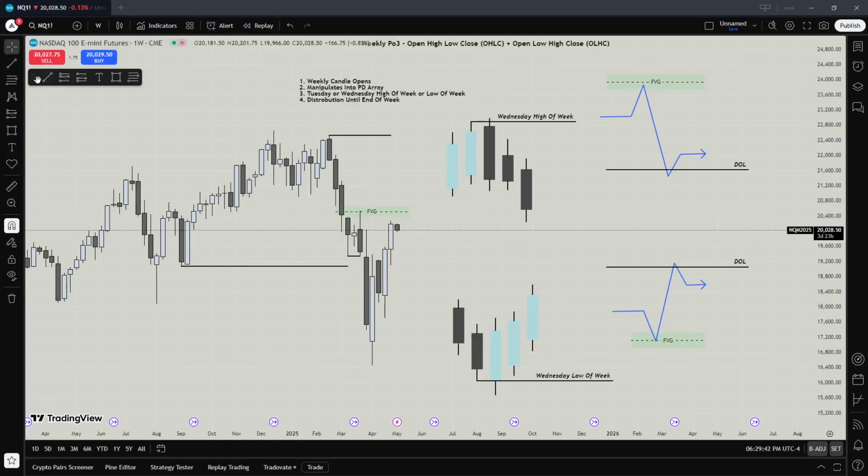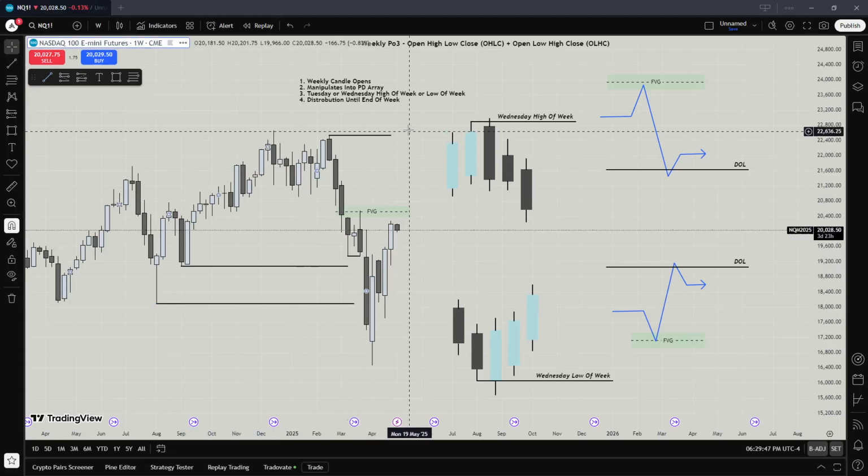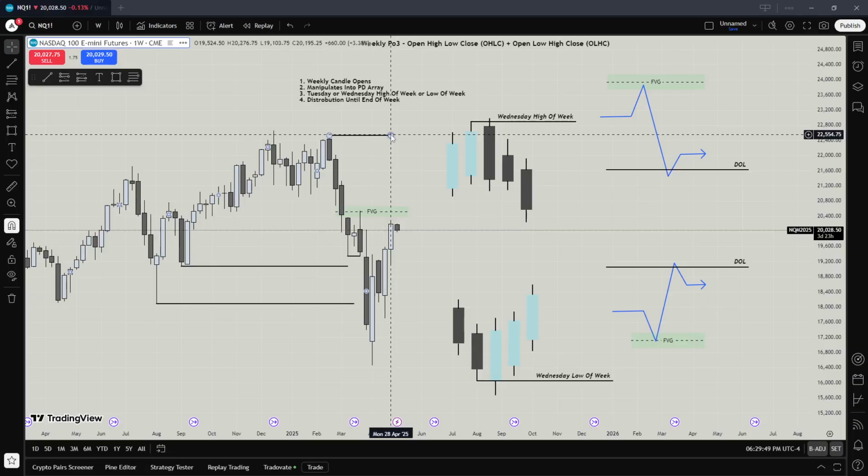Obviously, hindsight's 2020. We take all that out. But even in the moment, it's super simple to see that, right? And once you get some time in the market and you get some screen time, it becomes that simple.